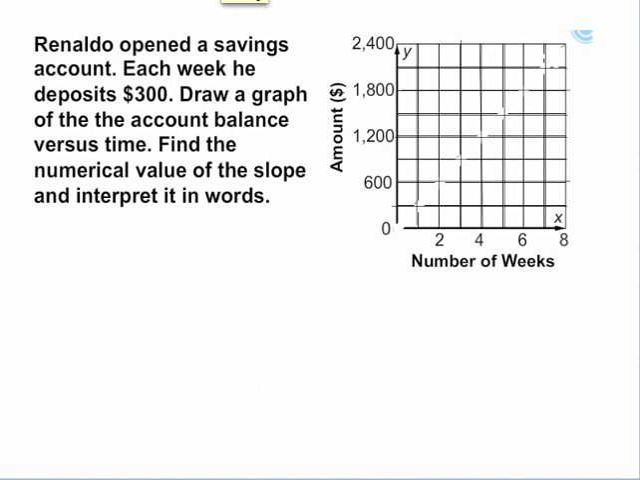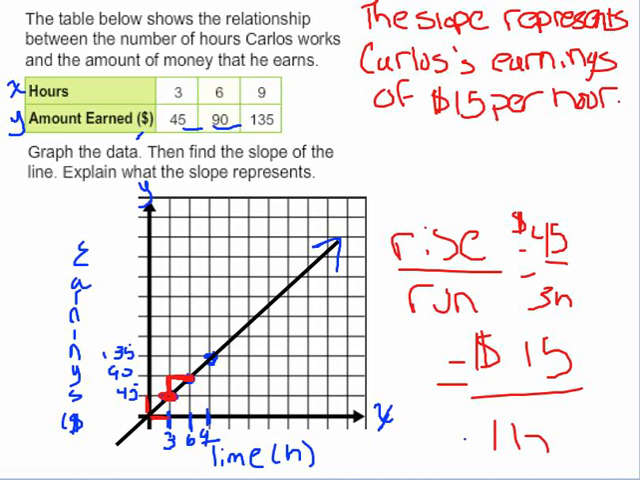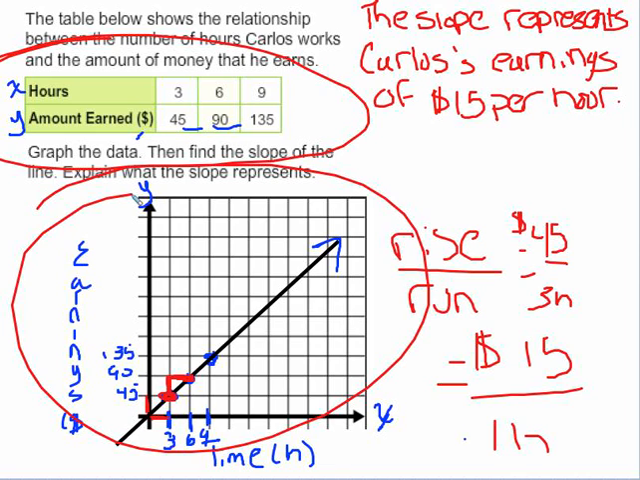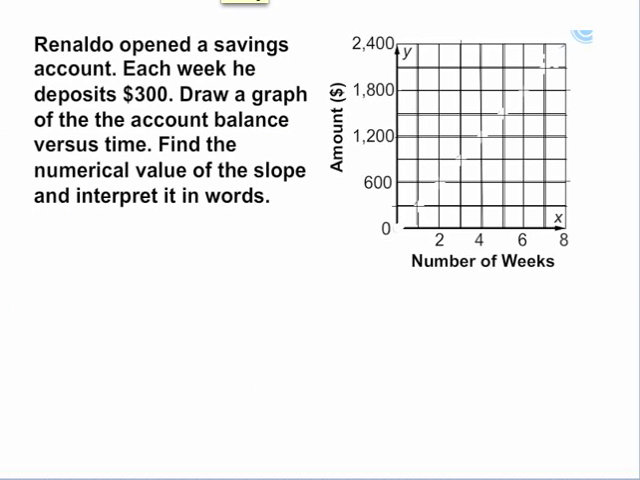Ronaldo opened a savings account. Each week he deposits $300. Draw a graph of the account balance versus time. Find the numerical value of the slope and interpret it in words. So, unlike this example that just passed, in this example we were given our table, and from our table we came up with our graph. Well, in this example I am not given a table, and I am asked to come up with a graph. But the table is going to be easy to come up with.